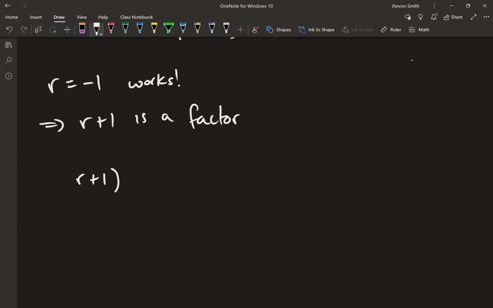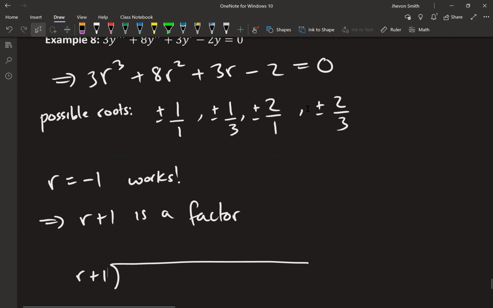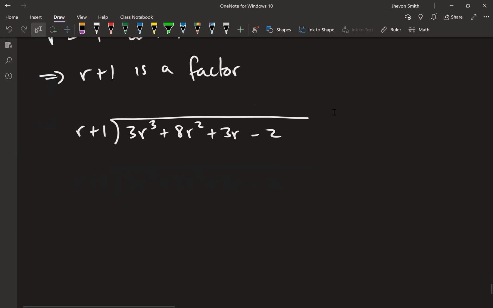No, all right. So let's actually go. R plus 1 into 3r cubed plus 8r squared plus 3r minus 2. Yes, just understand, kids, sometimes instructors choose certain examples because they're nice. It's nice to just have a 1 there. So you choose those examples, but it's not because it has to be a 1. It's just that the numbers work out that way in the examples I chose.